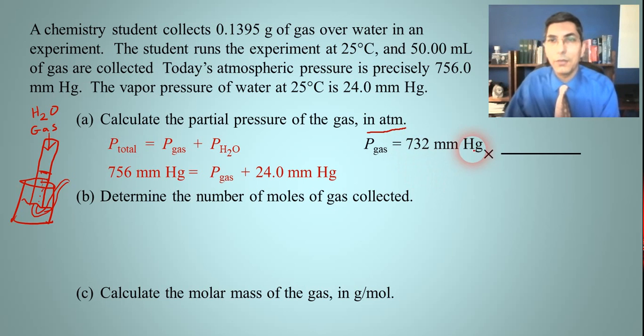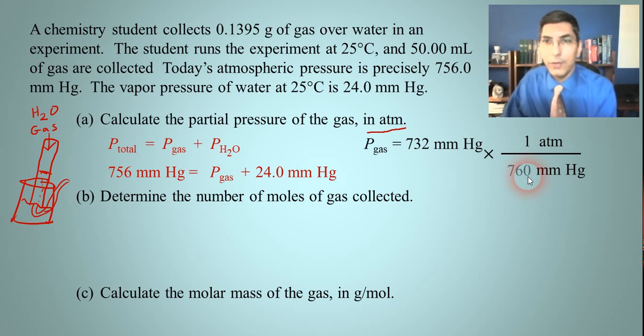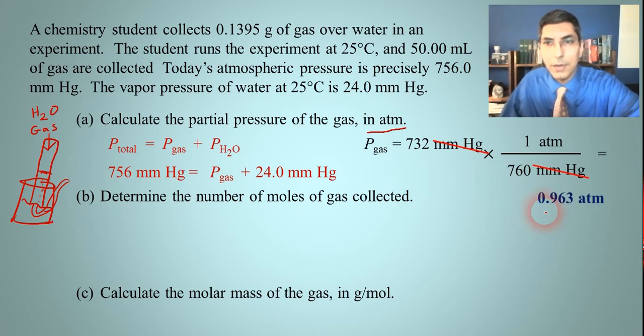So we put millimeters of mercury on the bottom and atmospheres on top. Hopefully we remember that 1 atmosphere equals 760 millimeters of mercury. If you don't remember that, the AP test will give you that number in the equations section. So we cancel millimeters of mercury and divide, and it looks like it's about 0.963 atmospheres of the gas.